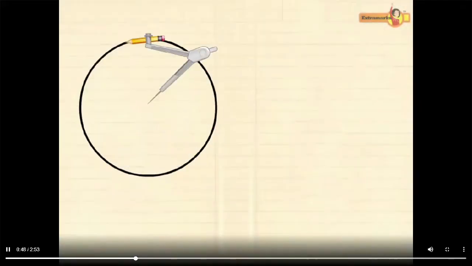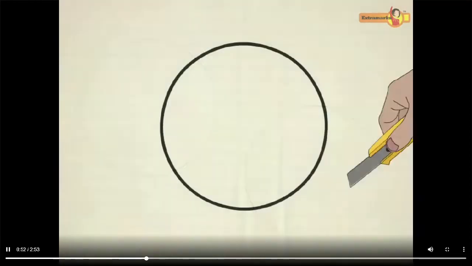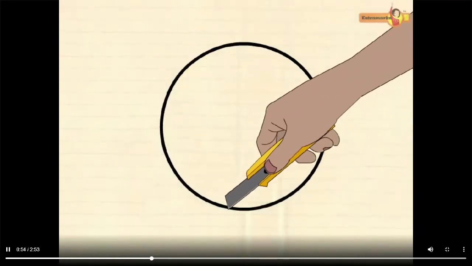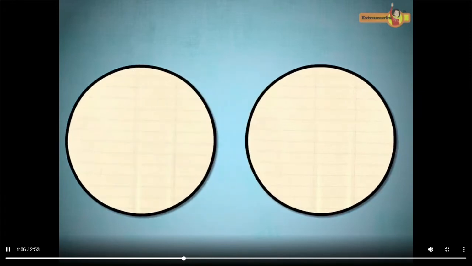Draw two circles of the same radius on a sheet of paper. Cut out these two circles and place one on the other. What do you observe? They cover each other completely, and we call them congruent circles.